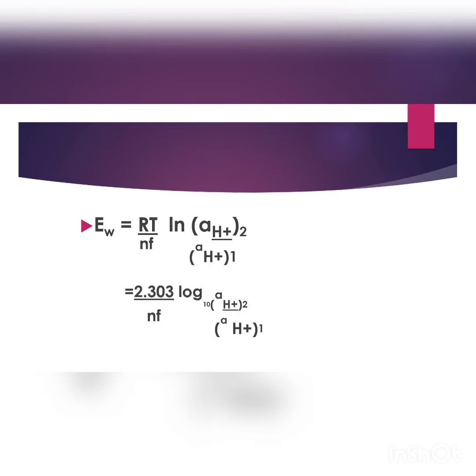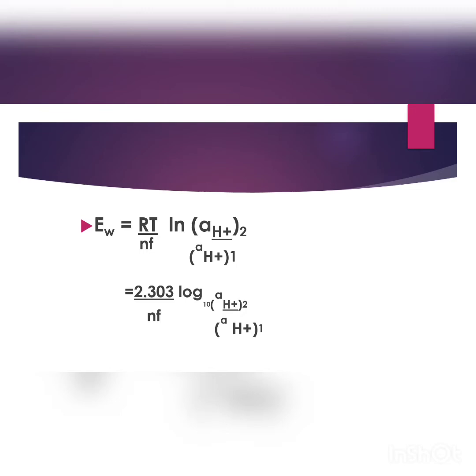Now, the EMF of the cell is given by E is equal to RT divided by nF into ln of the activity of hydrogen ions of the solution 2 divided by the activity of H+ ions of solution 1, which in turn gives us the equation as 2.303 RT divided by nF log10 of the activity of H+ ion of solution 2 divided by the activity of H+ ion of solution 1.